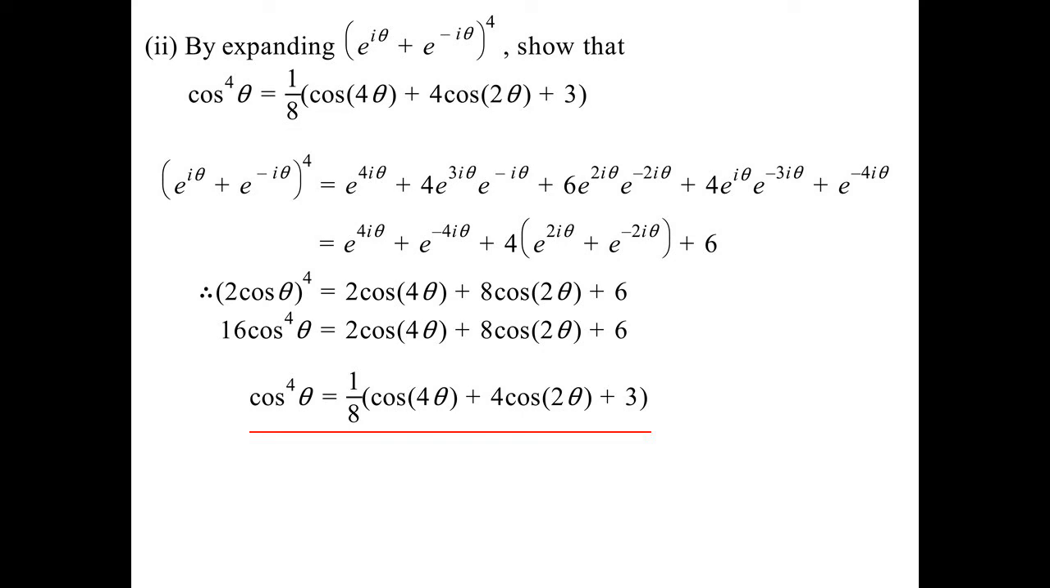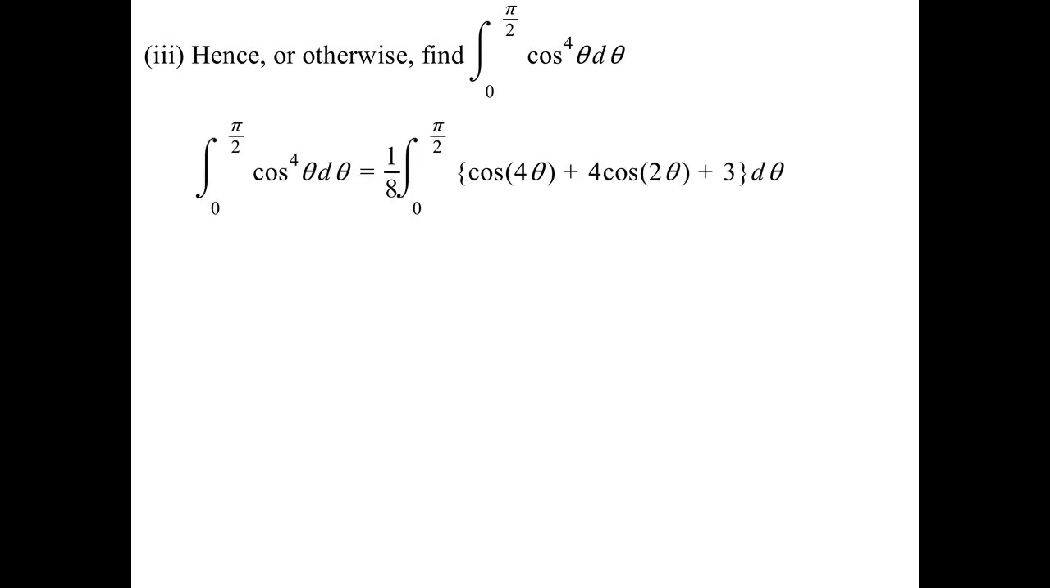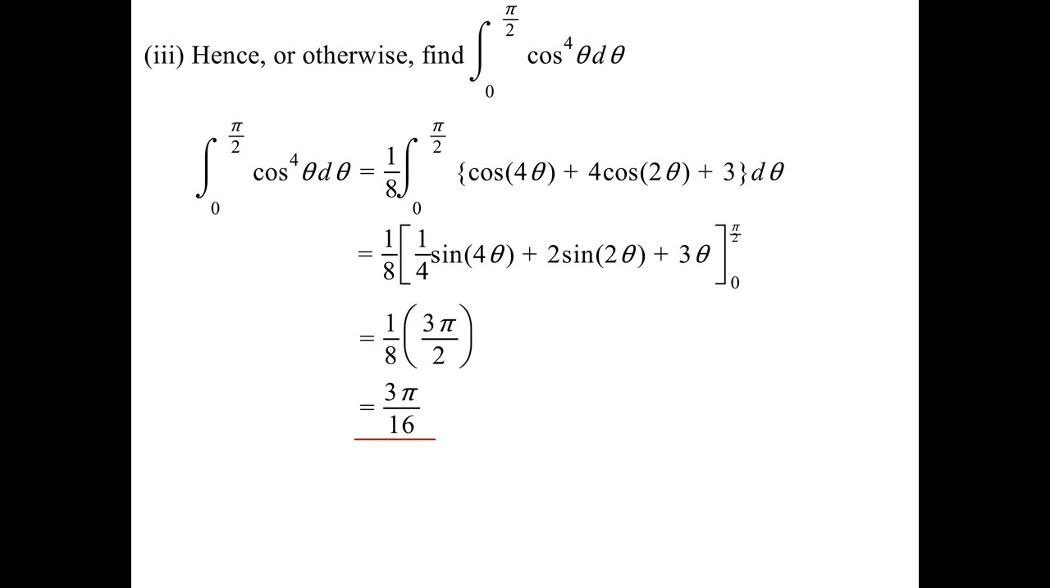Now what on earth has that got to do with integration? Because part 3, hence or otherwise, they do say otherwise, so of course you could use a completely different method if you wanted to. Find this integral. Well, I now know cos to the power of 4 theta would be 1/8 this expression. I can integrate each bit of that, sub in. The beautiful thing about subbing in pi on 2 with sine is that when it's an even multiple, it's always going to give me 0. So I just have an eighth of 3 pi on 2, 3 pi on 16.